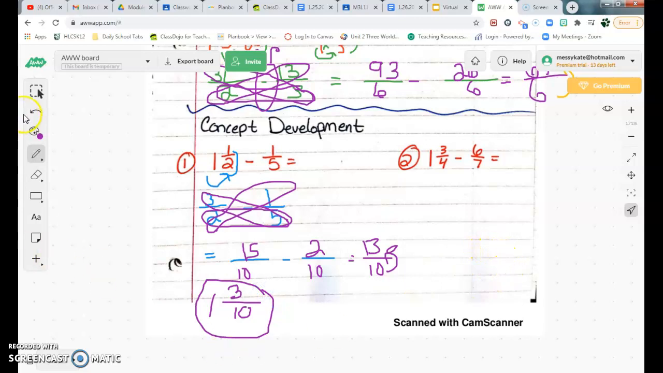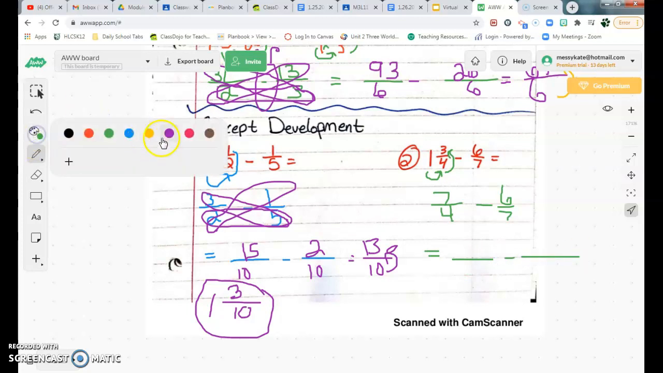Now, if I'm going too fast, remember you can always pause these videos to slow down or review whatever you need to do. Now I have 1 and 3/4 minus 6/7. I'm going to start by converting this into an improper fraction. 1 times 4 is 4. 4 plus 3 is 7, so I'm going to get 7 over 4 minus, and I don't need to do anything here, it's just already a fraction, minus 6/7. Now I'm going to do the butterfly method.